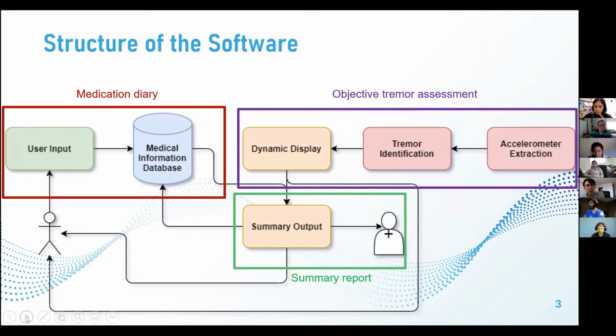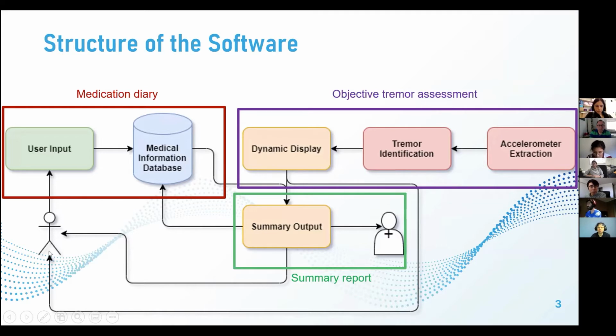So as you can see, we divided the software into three main components: the medication diary, the objective tremor assessment, and the summary report. As seen on the left, the user is able to input their medication information into their medical diary, which is then stored in the medical information database online.